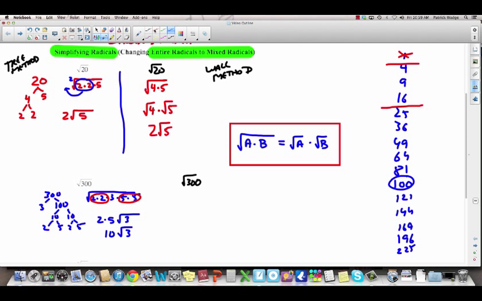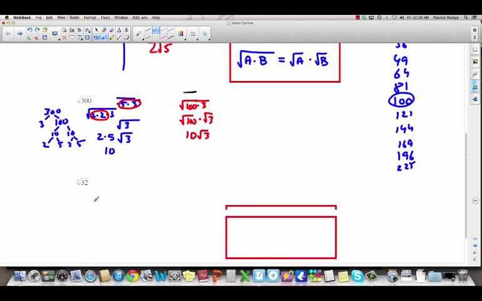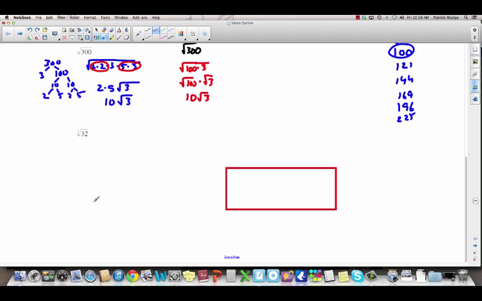So root 300 is the same as root 100 times 3, which is the same as root 100 times root 3. What is the square root of 100? 10. What's the square root of 3? I don't know, so we just keep it there, 10 root 3. There you go, same answer. Same thing with cube roots. So it's exactly the same thing, except for the wall method, you're going to have a different list of numbers.